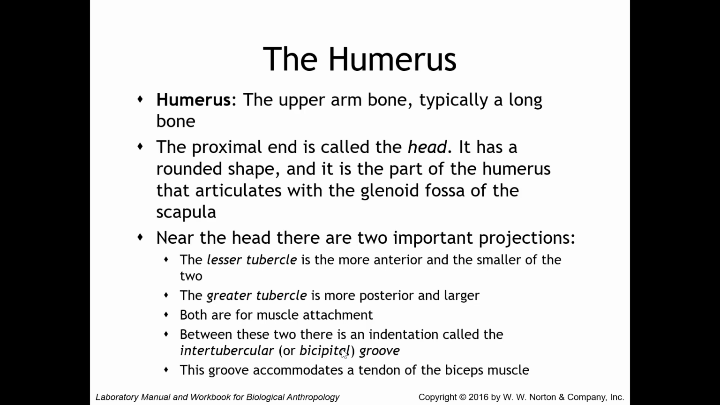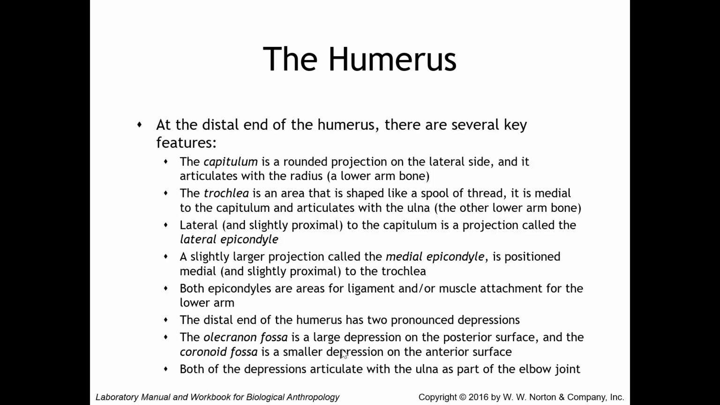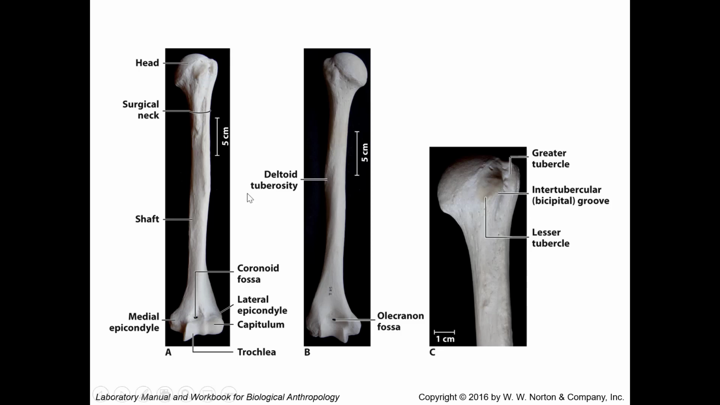The humerus is the upper arm bone. It's a typical long bone. The proximal end is called the head. It has a rounded shape. It's the part of the humerus that articulates with the glenoid fossa. Let me get a picture here for you. Here's the head. It articulates with the glenoid fossa of the scapula.